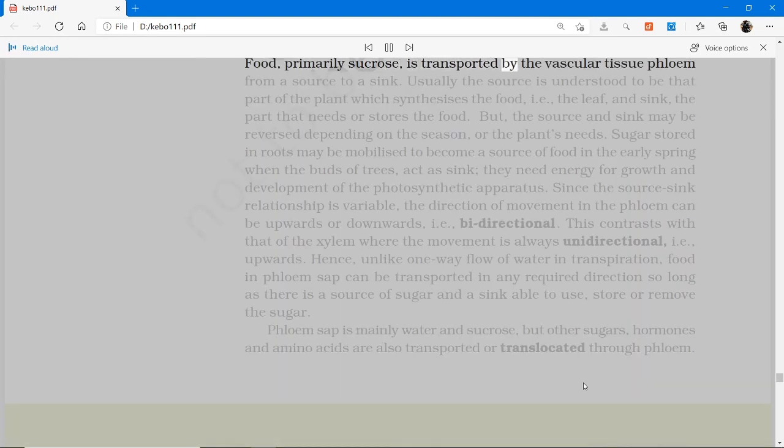Food, primarily sucrose, is transported by the vascular tissue phloem from a source to a sink. Usually the source is understood to be that part of the plant which synthesizes the food, i.e., the leaf, and sink, the part that needs or stores the food. But the source and sink may be reversed depending on the season, or the plant's needs.